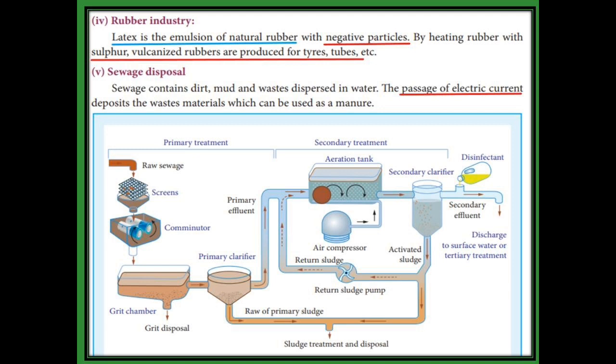Sewage dispersal. What is sewage? It contains dirt, mud and wastes. These are all dispersed in water. So this dirt, mud, wastes are the dispersed phase and water is the dispersion medium. So sewage also is a colloidal substance. We can pass the electric current through the sewage. The dirt, mud and wastes get precipitated. That precipitate we can use as manure. And this diagram shows how the sewage undergoes treatment and how the dust particles or mud particles are precipitated. The treatment is given as a diagram here.